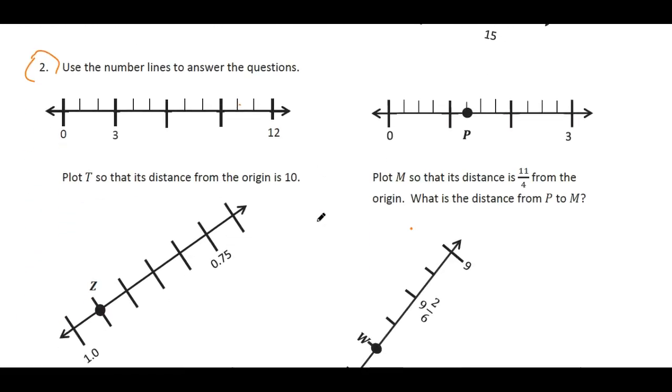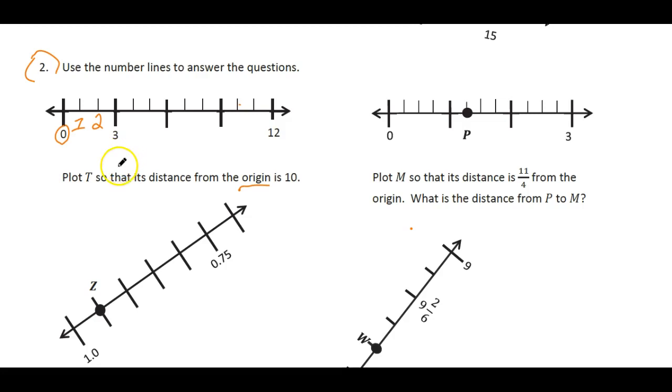Here we go. Let's get to 5th grade, shall we? Use the number lines to answer the questions. Plot T so that its distance from the origin is 10. So we're looking at origin. What do you think that means? Look at this number line here. Origin. Where do numbers begin? Oh, they originate in nothing. And then if you don't have nothing, then you have something, right? And then your somethings just keep on growing.